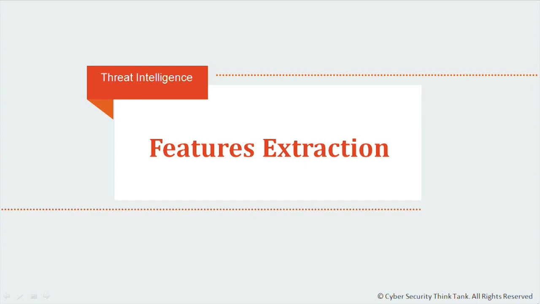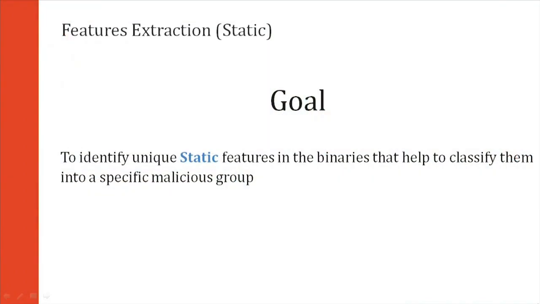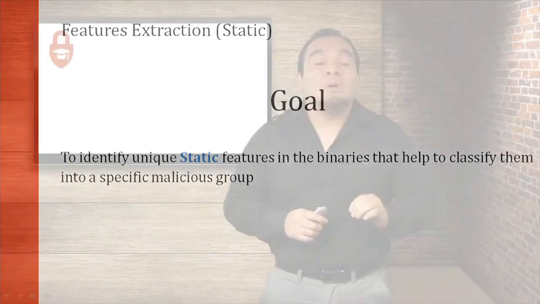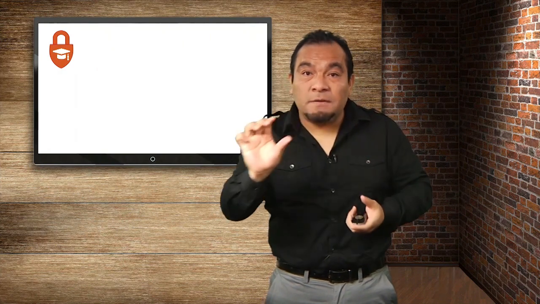So the next phase is features extraction. Now we have all different samples thanks to our hunting strategy. We have all those samples, so what do we need to do with them? The first step is features extraction. The goal of feature extraction is to identify unique static features in the binaries that help to classify them into a specific malicious group. Based on these features, we can say this belongs to a specific malware group. But what are those features?